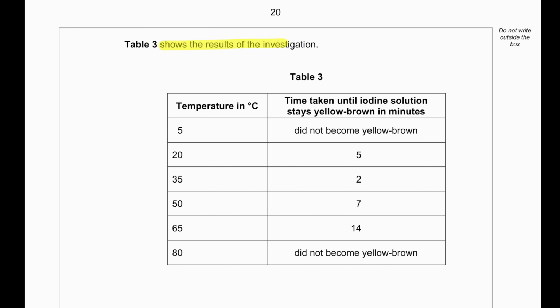Table 3 shows the results of the investigation. Temperatures from 5 to 80 degrees Celsius are used, and at 5 degrees Celsius, the time taken until the iodine solution stays yellow-brown, in minutes, is that it did not become yellow-brown. Okay, so we can see that at 5 degrees Celsius the reaction did not finish. At 20 degrees Celsius it took 5 minutes, at 35 2 minutes, at 50 7 minutes, at 65 it took 14 minutes, and at 80 degrees Celsius it did not become yellow-brown, meaning that the reaction could not complete.